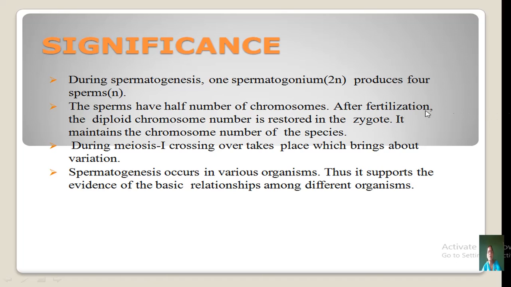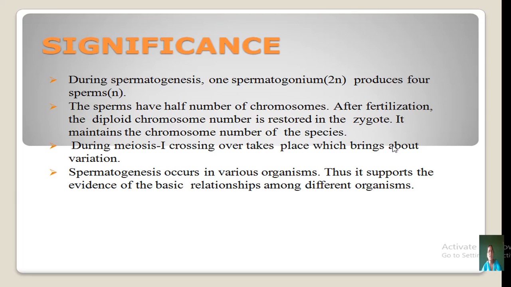Now come to the significance of spermatogenesis. What is the role of spermatogenesis? During spermatogenesis, one diploid spermatogonium produces 4 sperms. The sperms are haploid, with half the number of chromosomes. After fertilization of the ovum, the zygote is formed. The zygote is diploid, so it maintains the chromosome number of the species. The cells of the species remain diploid, but the gametes are haploid. After fertilization, they form the diploid zygote. The zygote, by continuous mitosis, develops into an organism. The zygote is diploid, and the organism is also diploid.